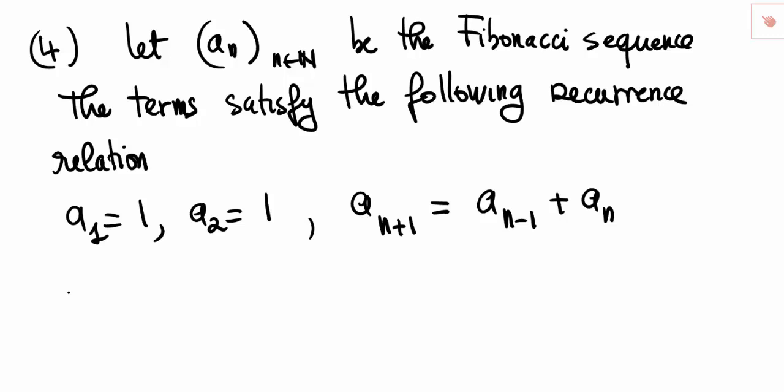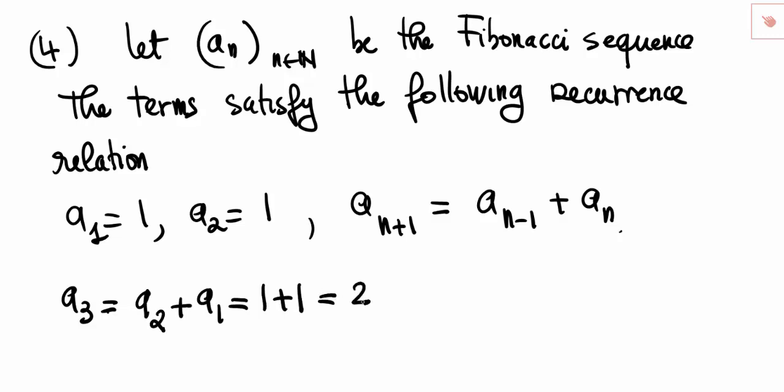So based on this definition, you can compute what the third term of the sequence is, right? It's going to be a2 plus a1, so that'll be 1 plus 1, which is 2. The fourth term is going to be a2 plus a3, so that'll be a2 is 1 plus 2, 3, and so on, and you can keep going forever.